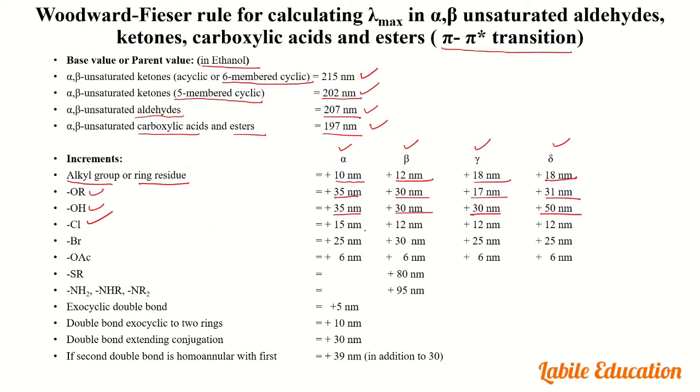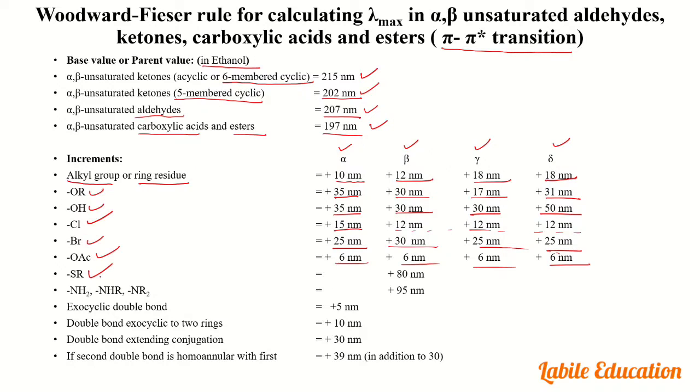In case of chlorine, if it is attached to the conjugated system, then it will contribute 15 nanometer at the alpha position, and at the rest of the positions it will contribute 12 nanometer: beta, gamma, delta and so on. In case of bromine, it will contribute 25 nanometer at every position, but at the beta position it will contribute more, that is 30. So 25, 30, 25, 25. In case of the acetate group, it will contribute the same value, 6 nanometer, at the alpha, beta, gamma and delta positions.